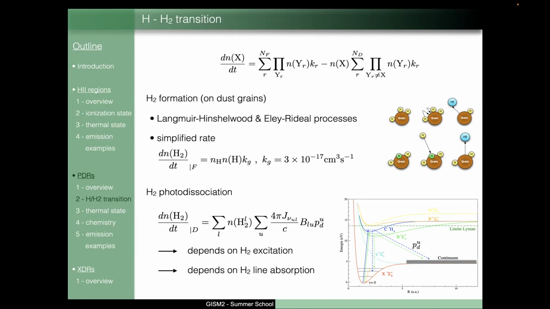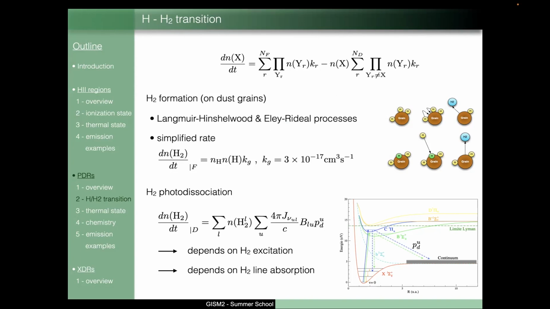This equation equals 0. So basically, it describes the balance between formation and destruction processes. If we consider molecular hydrogen, this equation is simple because we only have to consider two processes. There are two main processes for the chemical evolution of H2: the formation of H2 on dust grains and H2 photodissociation.